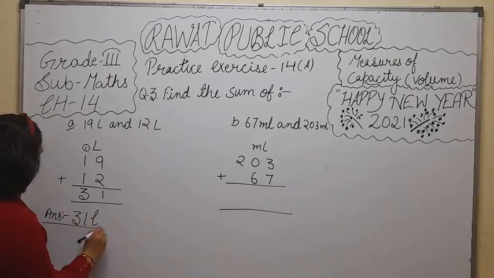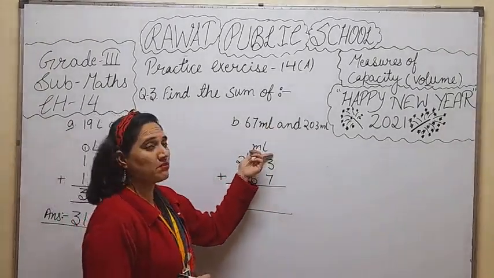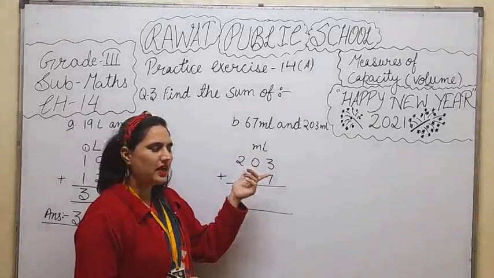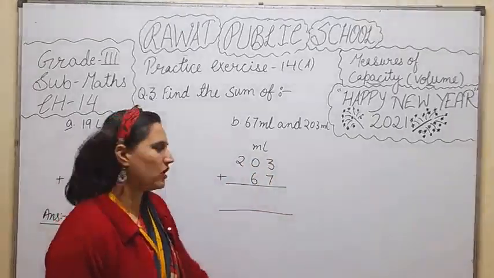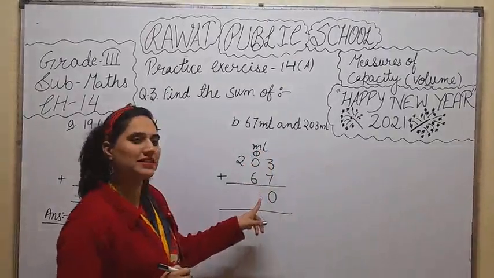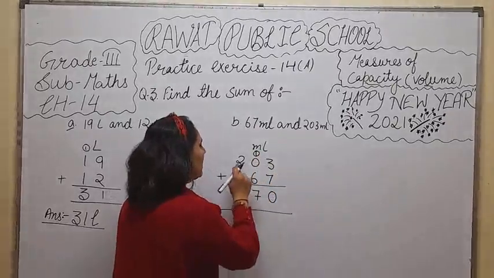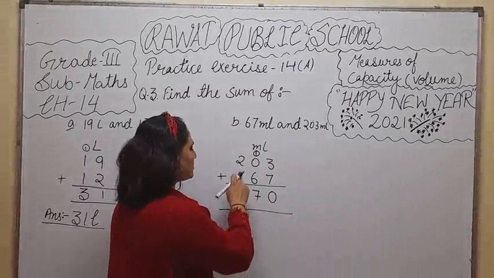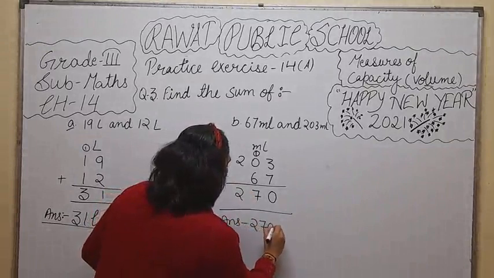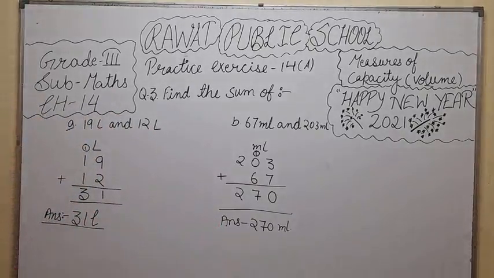31 liter. Next, we talk about 67 ml and 203 ml. We'll write ml on the top. Here 203 is the bigger number than 67, so first we write 203 and then we write 67. 7 plus 3 becomes 10, so we'll write 0 here and carry forward 1 to the tens place. So 6 plus 0 is 6, plus 1 is 7. We'll write 7 here and this 2 comes down as usual because there is nothing to add. So the answer will be 270 ml. I hope you all understand how to solve the sum of liters and milliliters.